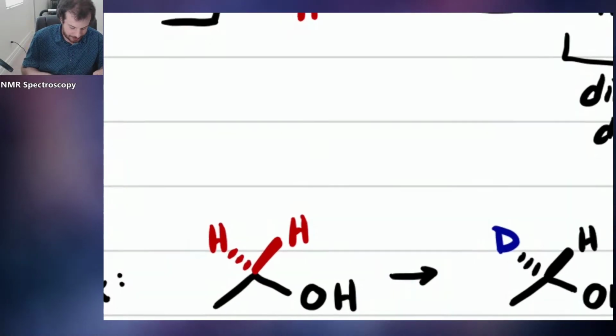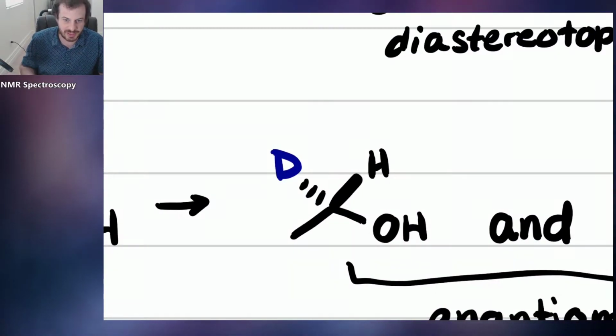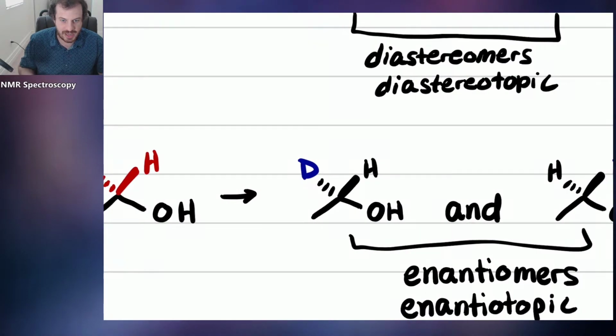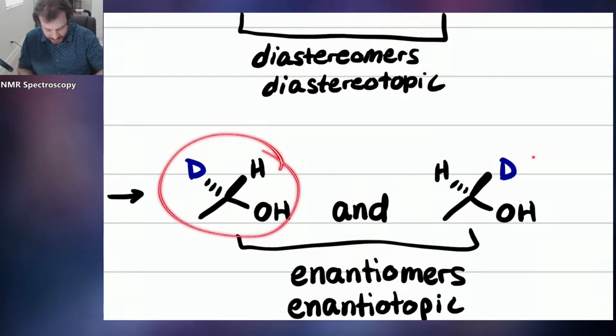Let's do another example. Okay, let's consider these two hydrogens on this alcohol. We'll do the substitution test. We'll replace one of the hydrogens with a D, and then we'll replace the other hydrogen with a D. So when we replace the left hydrogen, we get the first compound. And if we replace the right hydrogen, we get the next compound.